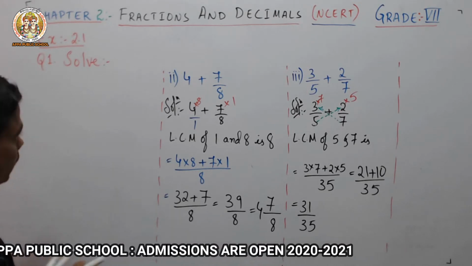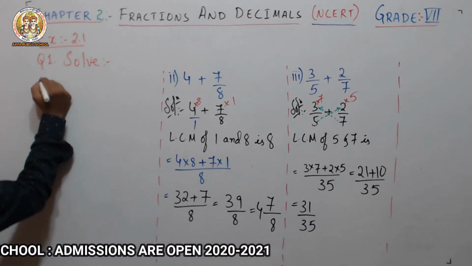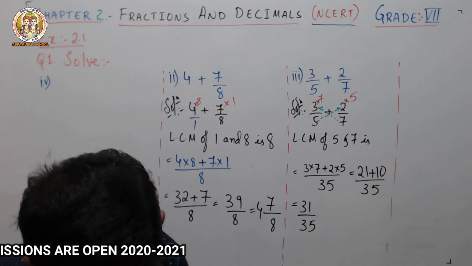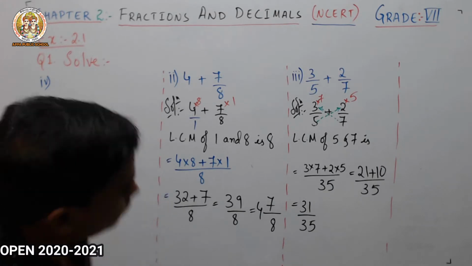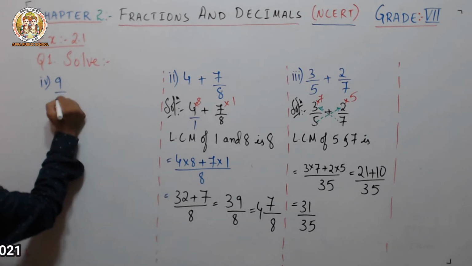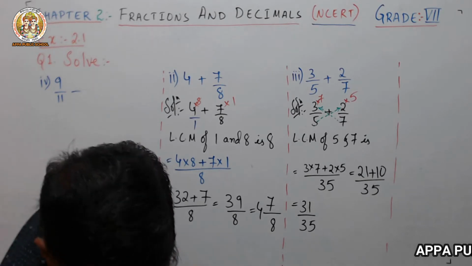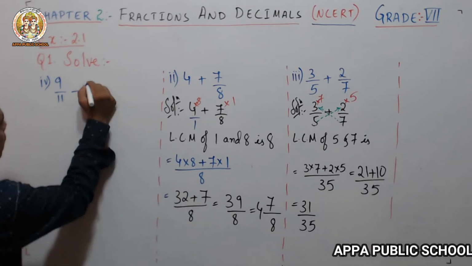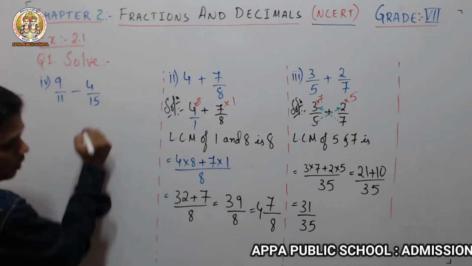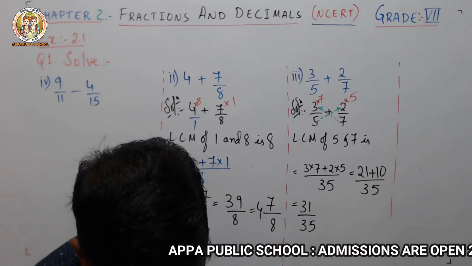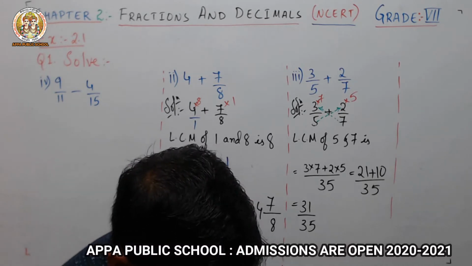Next question, fourth bit. So what is the question, fourth bit? The question is 9 by 11 minus 4 by 15. Minus 4 by 15 is the question. Right?